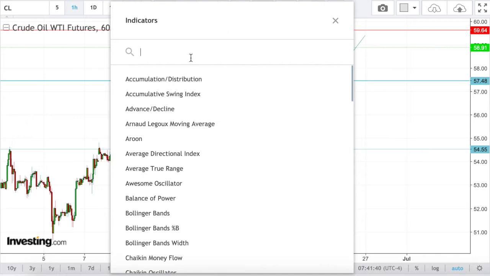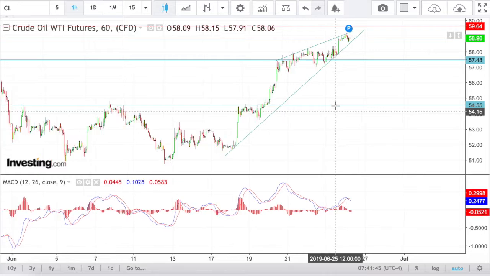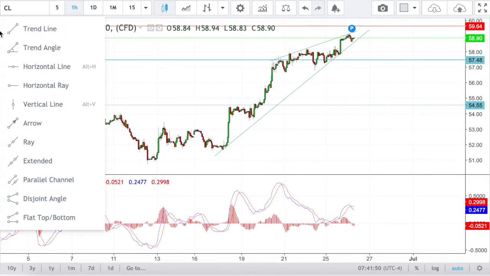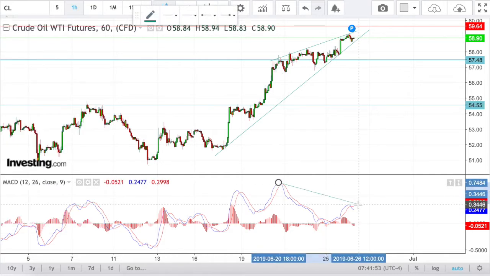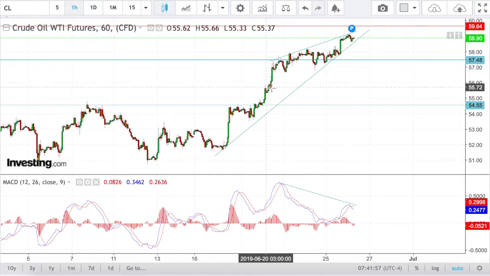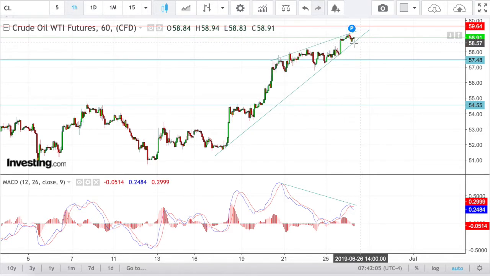I'm going to put in some MACD indicator right here, and you can see that we have some nice divergence here on the hourly chart. The MACD making a lower high whilst price continues contracting up. That is usually a sign of a reversal, and on the hourly chart it can give a few days of reversal. So I do expect some downside if we break this trend line, obviously.